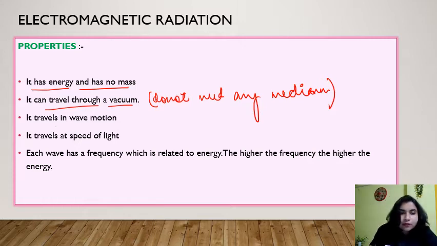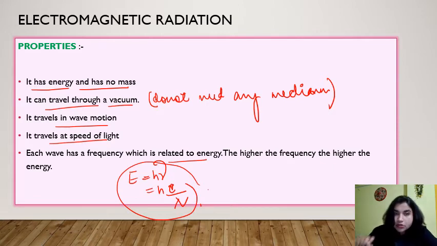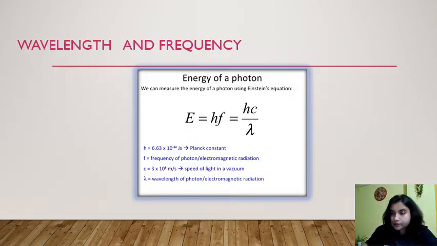It travels in wave motion. It travels at the speed of light. So it can travel with the speed of light. Each wave has a frequency which is related to energy. So the relation between wave frequency and lambda is E equals h nu. Nu is your wave speed of light in air, right? So it is replaced by c by lambda, right? So this is what your electromagnetic radiation properties are.